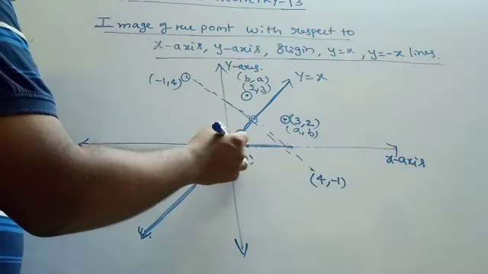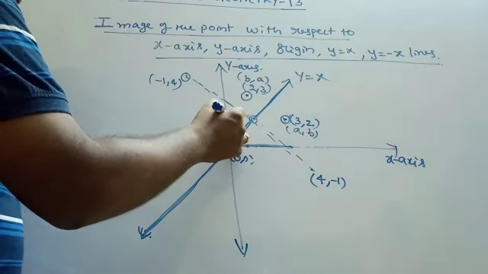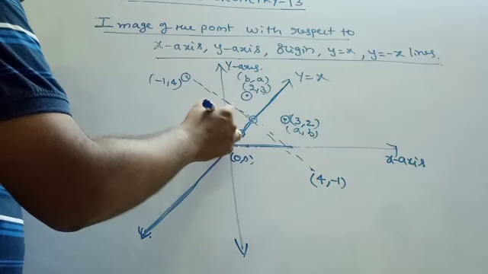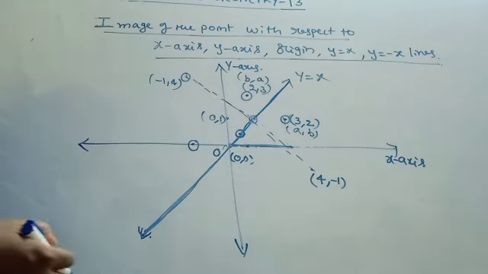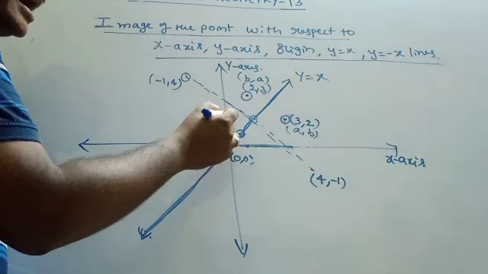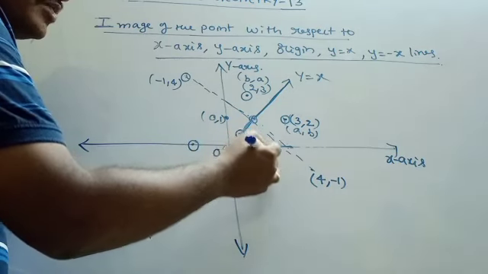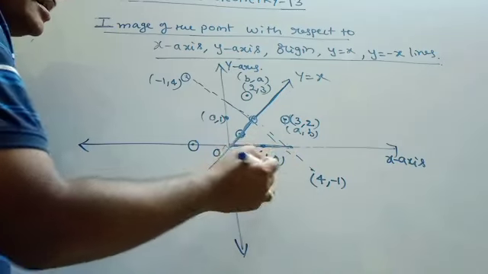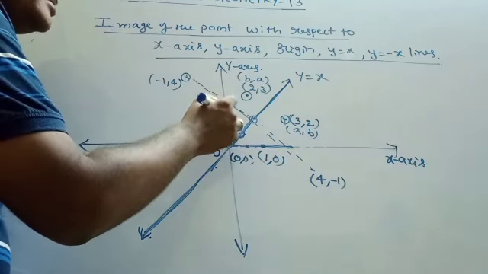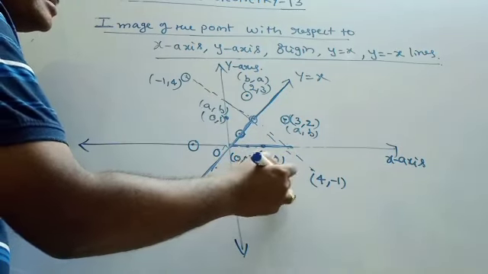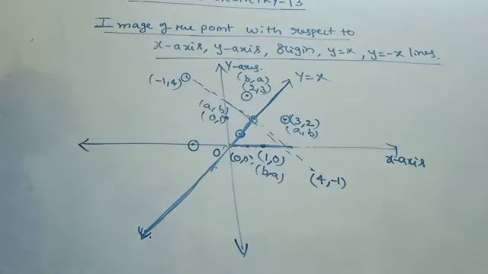Suppose I have a point lying here, 0 comma 1. Its image with respect to the y equal to x line is nothing but 1 comma 0. This is a comma b becoming b comma a. They are just interchanging each other.